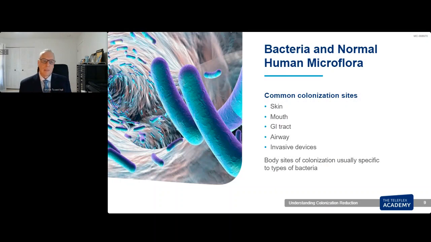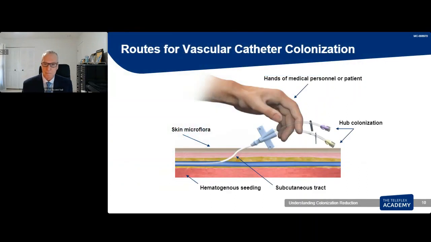We have colonized areas. Could be the skin, could be the mouth, could be the gastrointestinal tract, could be the airway, could be the invasive devices. And the body sites of colonization usually are specific to the type of bacteria. For example, on the skin, we usually have mainly gram-positive bacteria, but we could have gram-negatives. But on the gastrointestinal tract, we usually have mainly gram-negative bacteria and anaerobic bacteria.